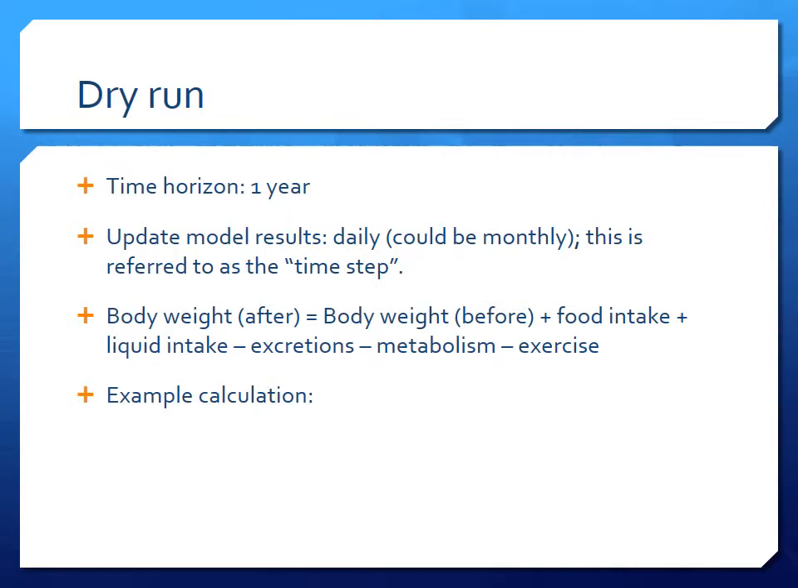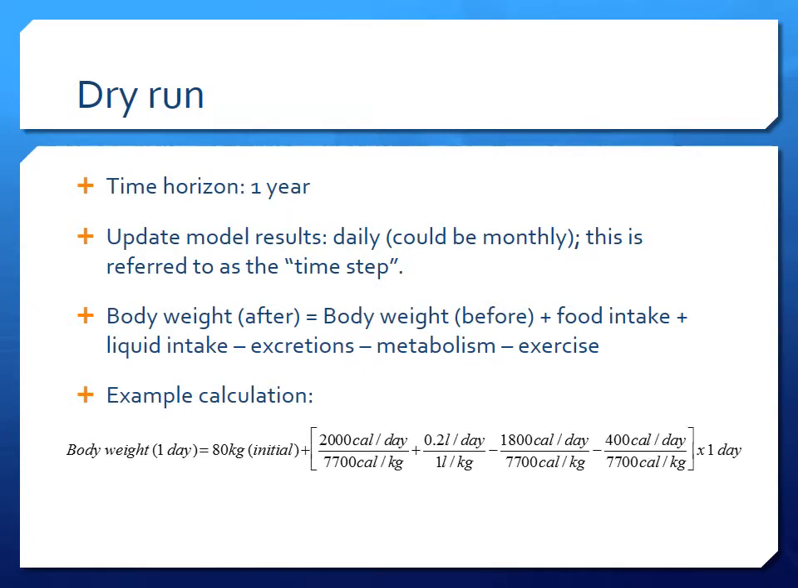And you can do an example calculation. So the body weight after 1 day is the initial body weight, which was 80 kilograms. Then you have the food intake, which was 2,000 calories, and you convert that to kilograms using the conversion factor of 7,700 calories per kilogram.